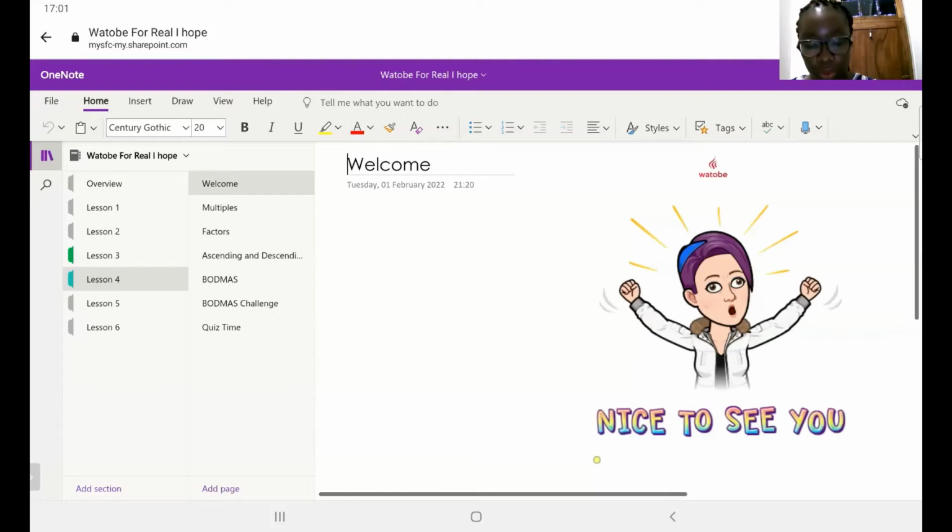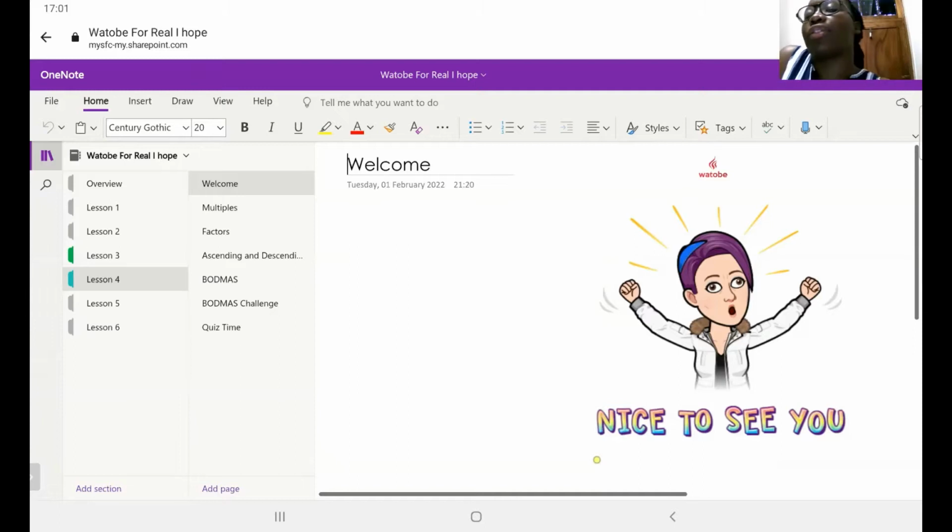Okay, guys, so today we're going to be learning about multiples and factors, but mostly we're going to be looking at ascending and descending order. And if we're really lucky, we're going to get all the way to the end at BODMAS. Okay, so where we're going to start today is with multiples.